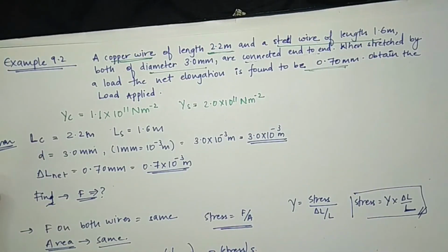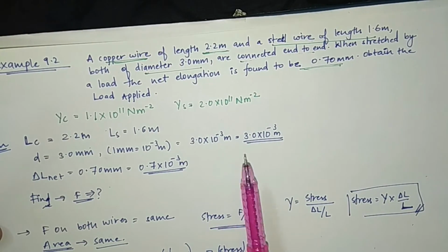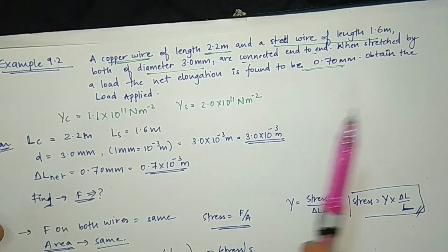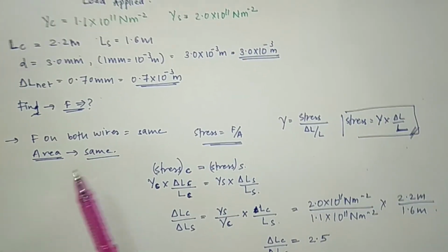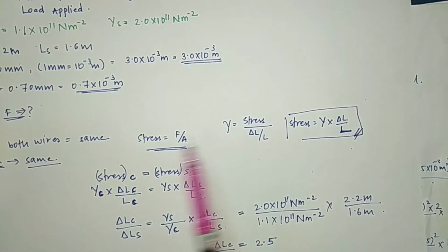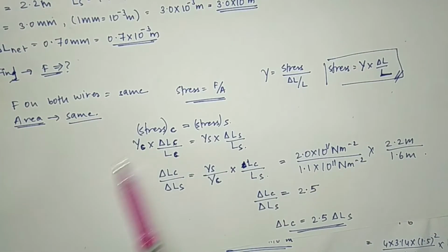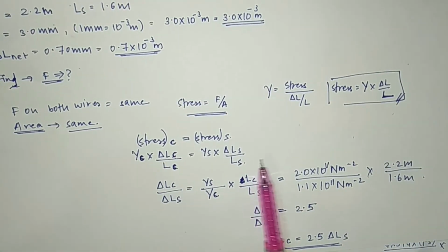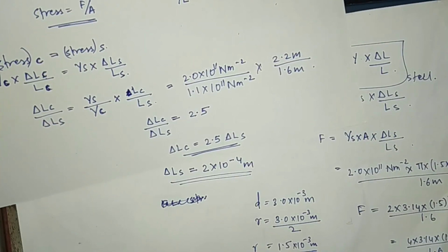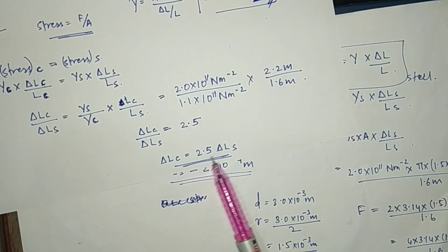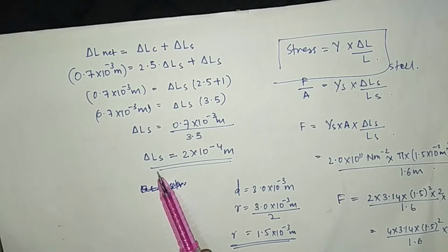I think the sum was pretty easy, but it was jumbled up in words. So you need to break it down and understand what needs to be calculated. What was given was length and diameter, and the net elongation, and we needed to calculate the load applied, that is the force. As the force and the area were the same, the stress was equal for both the wires. Hence we put it in terms of stress of copper and stress of steel, and we found that delta LC was 2.5 delta LS, and after calculation using delta L net we got the value of delta LS.